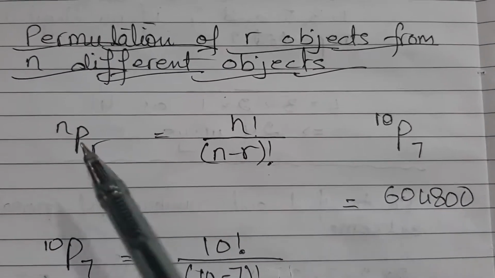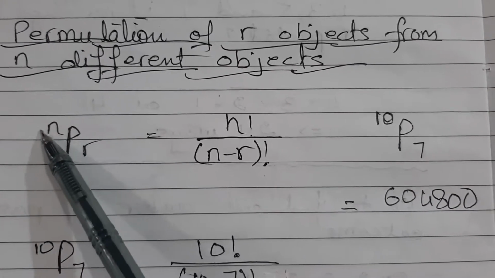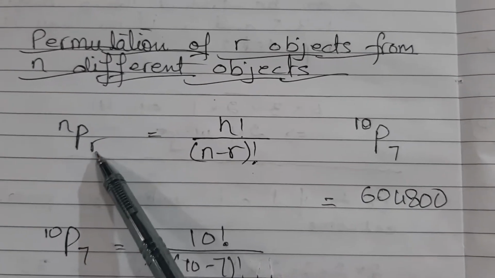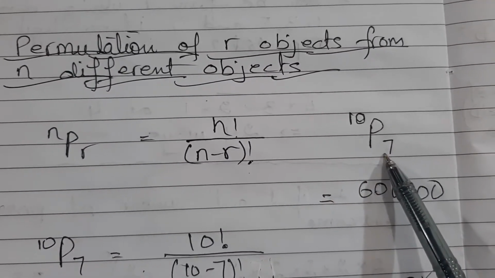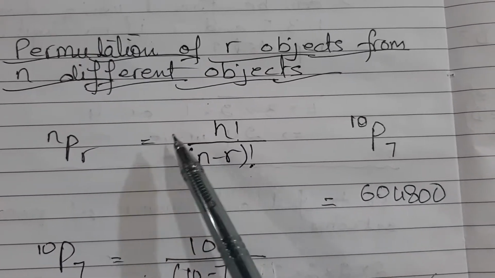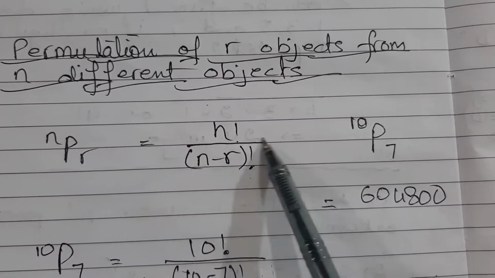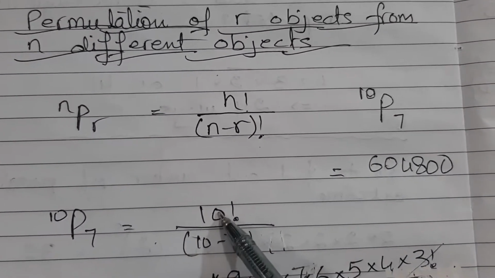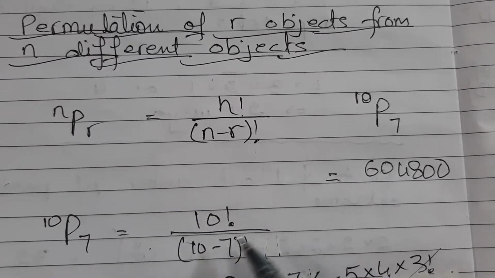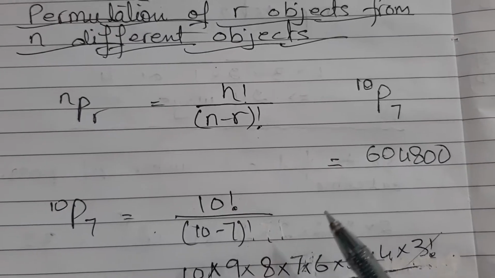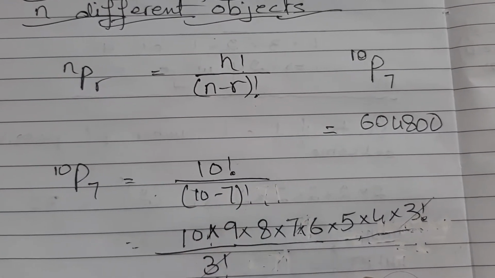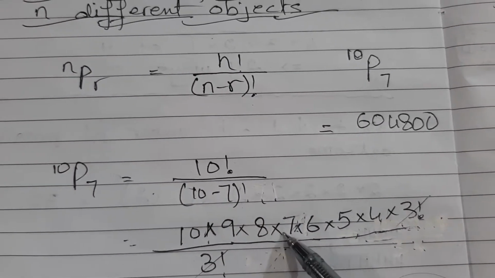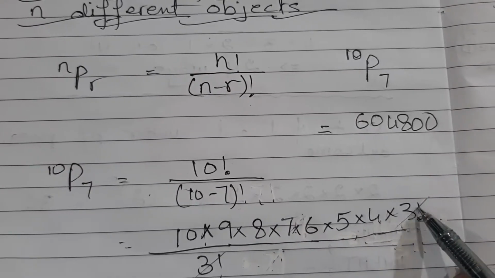Now this is very important. In nPr, n represents the total number of items you have, and r represents that you have to select r items. For example, 10 books and you have to select only 7. So without a calculator, how do you do it? It means n factorial divided by n minus r factorial. So in this case it will be 10 factorial divided by 10 minus 7 factorial. 10 minus 7 factorial is 3 factorial, and 10 factorial can be written as 10 into 9 into 8 into 7 into 6 into 5 into 4 into 3 factorial.